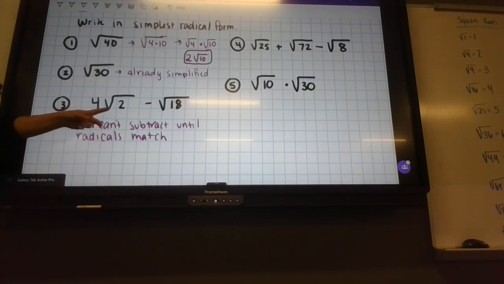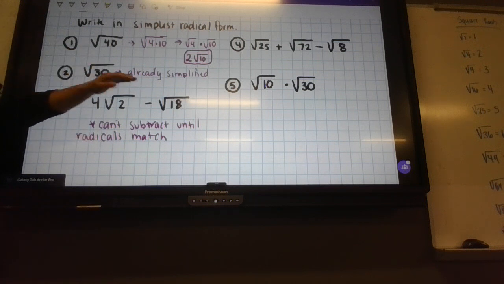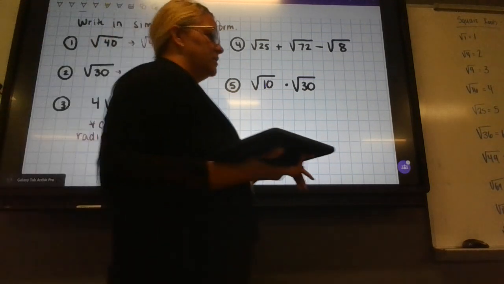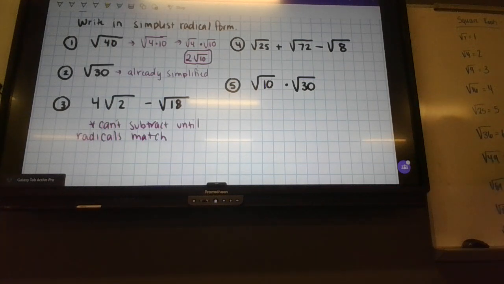So 4 square root of 2 is as simple as it can get, but this 18 can be rewritten. Nolan, did you do 18 yet? David, can you see the list where you're at? Does 18 divide by any number in here? Yeah. So 18 does divide by 9.